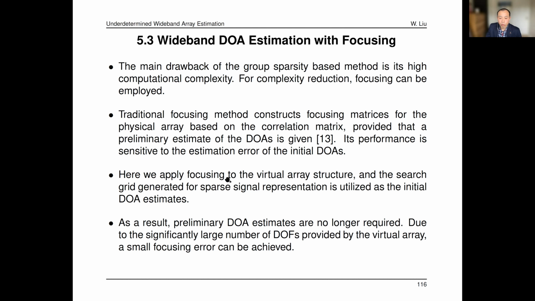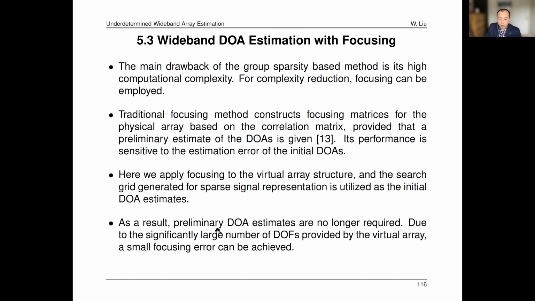Here, we apply focusing to the virtual array structure, okay? To the virtual array structure; we don't apply this to the correlation matrix. We apply this focusing to the virtual array structure, and the search grid generated for sparse signal representation is utilized as an initial DOA estimate. So we don't need to find the preliminary DOA results for each source. We just use the grid points, the corresponding directions, as the preliminary result, and we do the focusing based on those sets of angles.